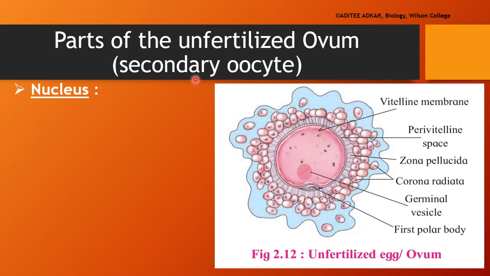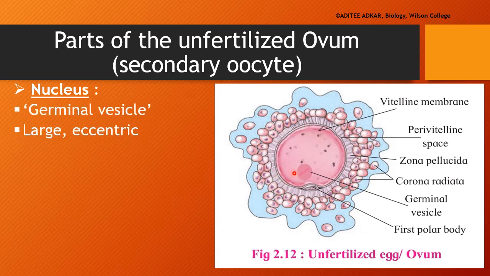Let's understand the structure of the secondary oocyte. The first part is the nucleus. The nucleus is known as the germinal vesicle. It is a large structure and it is present away from the center. Hence, it is called eccentric.